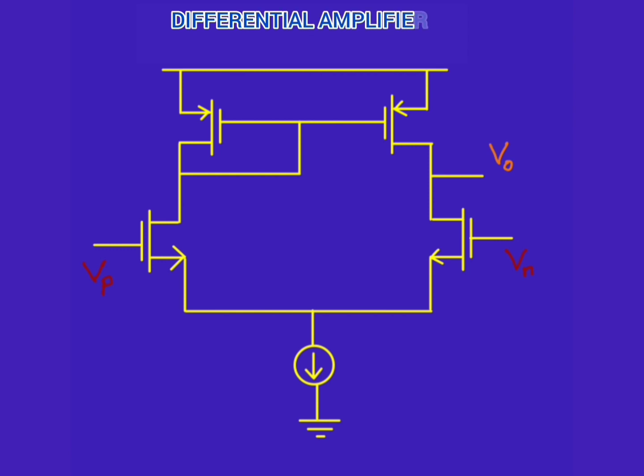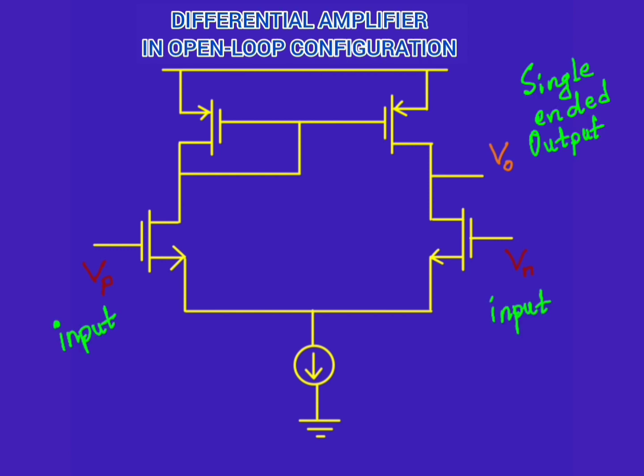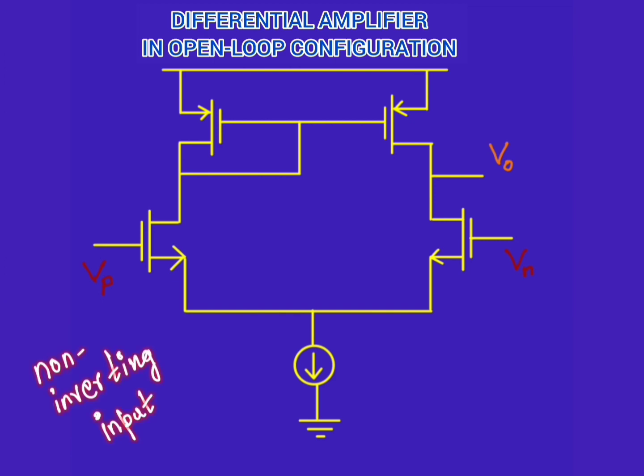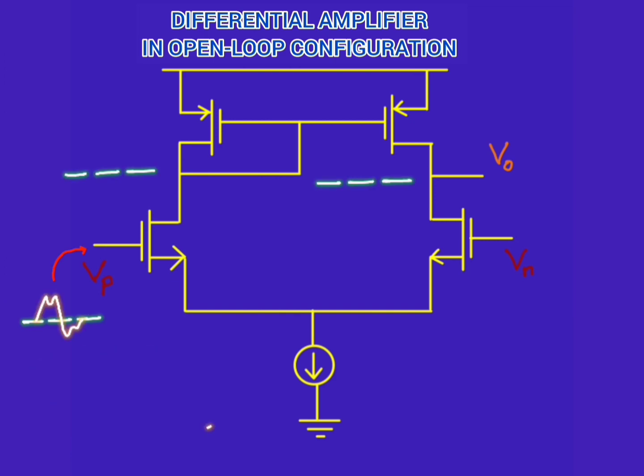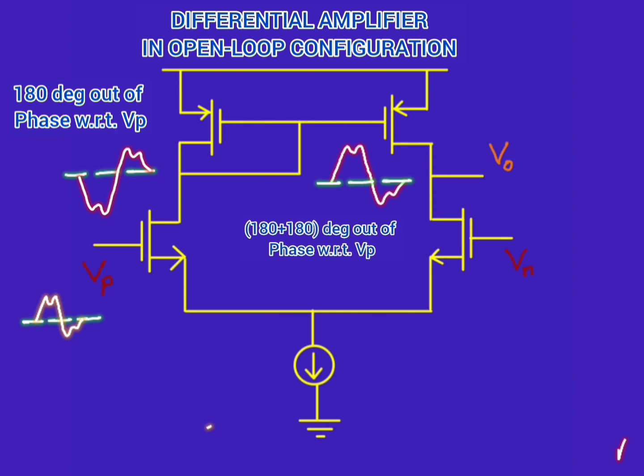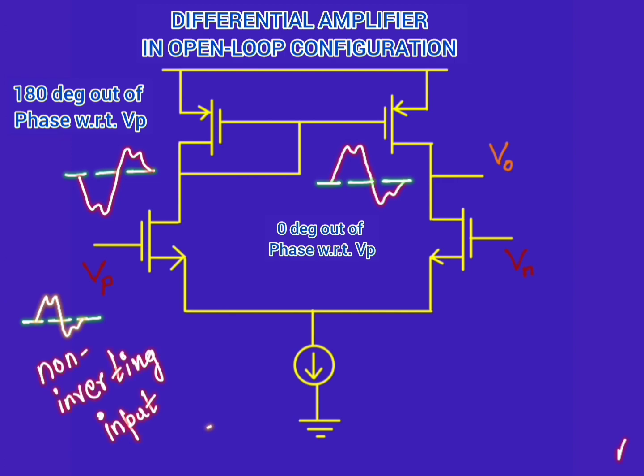Here is a differential amplifier configured in open loop configuration where there are two inputs and one output. So this amplifier has a single-ended output where the inputs are differential. This input is non-inverting because if you apply an input here, this node will have a 180 degree out of phase signal, and then this node will have another 180 degree out of phase. So the output is in phase with this signal Vp. That's why this input is called non-inverting.